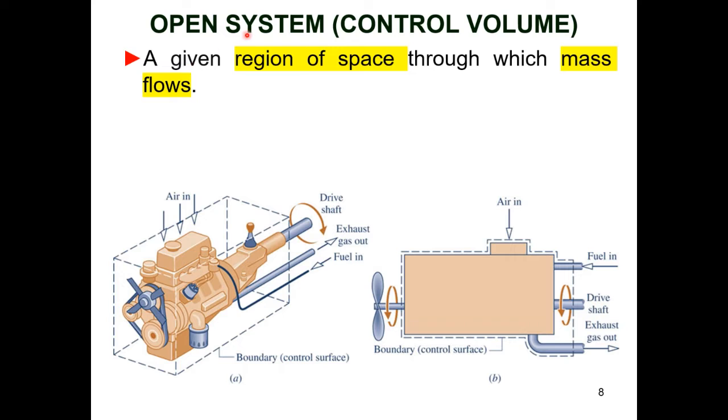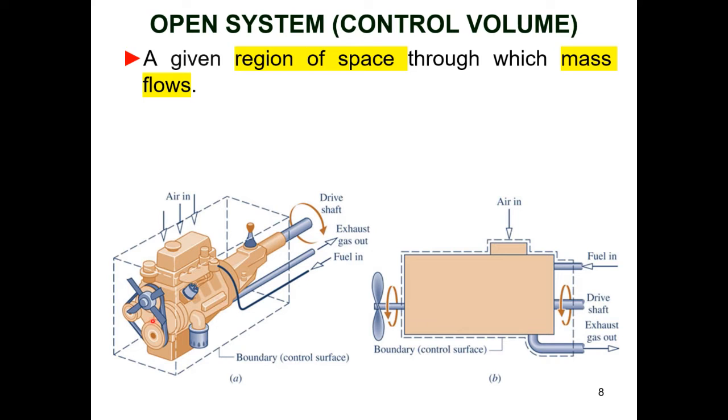We also have an open system. In an open system we control the volume. A control volume is a given region of space through which mass flows. So here the mass is not controlled. You only control the volume. So you can see here, we have an engine, and air is coming in. We have an imaginary boundary, and we call it a control surface.